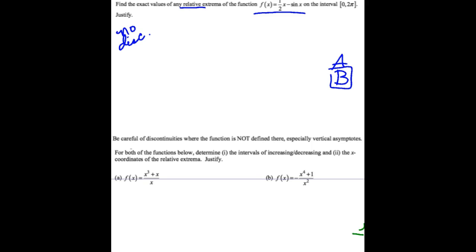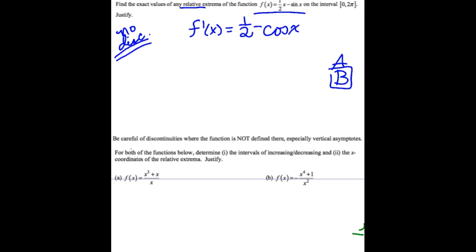So let's go up here. This one has no issues in the original function, so I can assume that that function is continuous. The next thing I do is I take its derivative. All right, so I take the derivative, Annika. What's the derivative of sine?